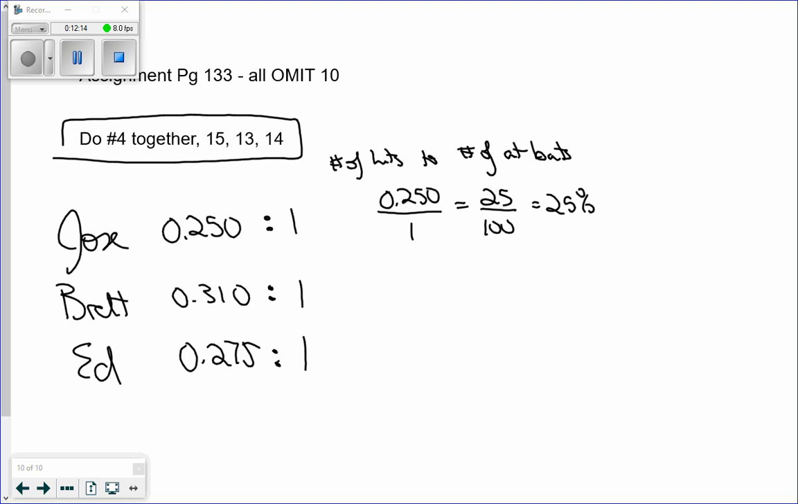So it just represents the number of times that they should hit. So Jose should hit the ball 25% of the time that he goes to bat. So in other words, every 4 times he goes to bat, he should hit 1 time.